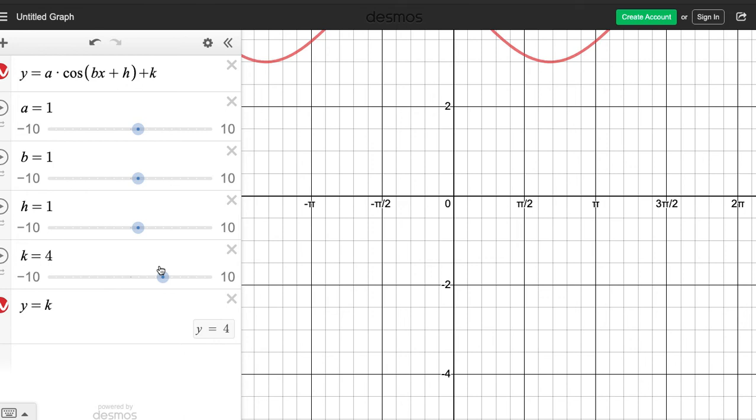Oh, because you did a capital K here. Oh, I see. So just change that also to capital. Oh, there we go. All right.